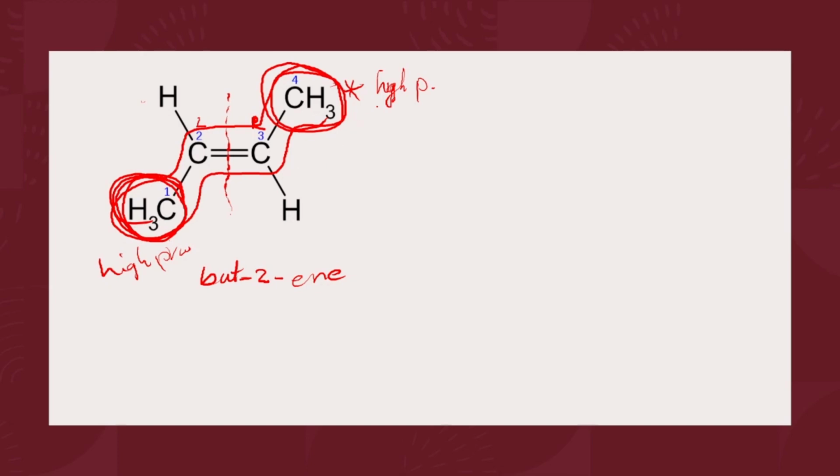Now let's check whether the 2 high priority groups are at the same side of the double bond. This is the axis. Are they at the same side? Are both of them above the double bond or below it? One is above, as you can see, and one is below, so they are in different directions. So this compound is trans or E. Yes, here we have E-but-2-ene.